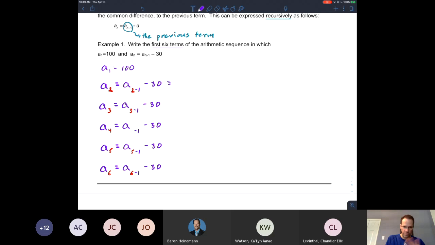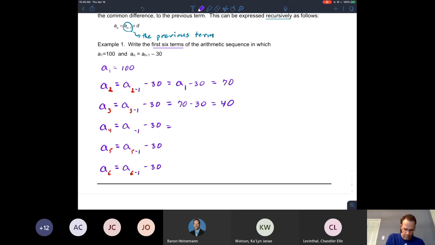So I'm only going to show them this first one. This would be A sub 1, because 2 minus 1 is 1, and A sub 1 is the previous term. So A sub 1 minus 30 is 100 minus 30, which is 70. And this would be A sub 2, which is the previous term, 70. So it's 70 minus 30, 40.